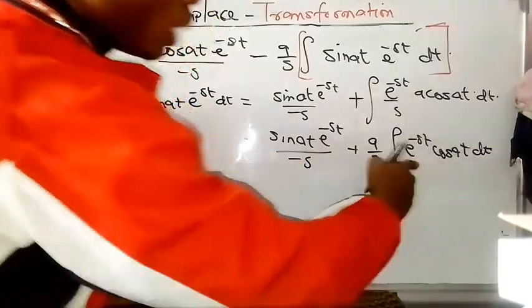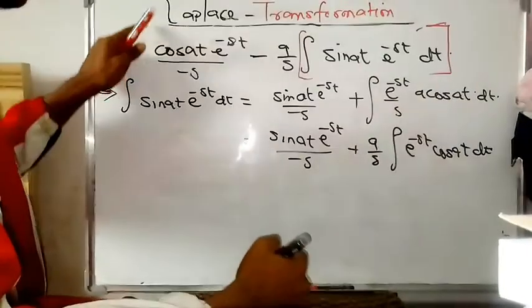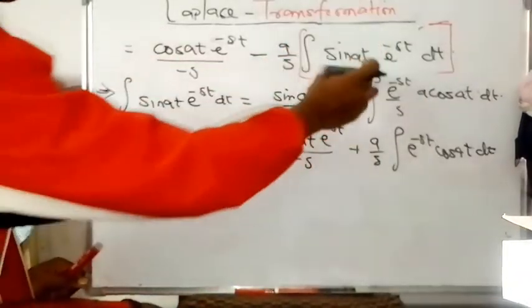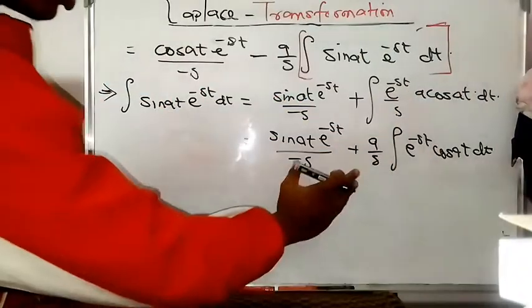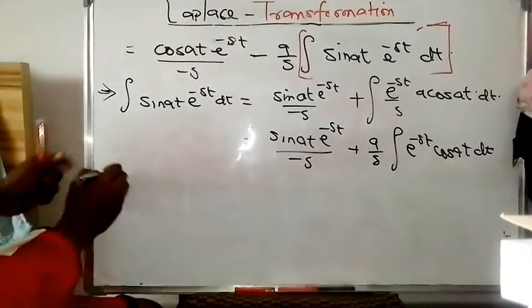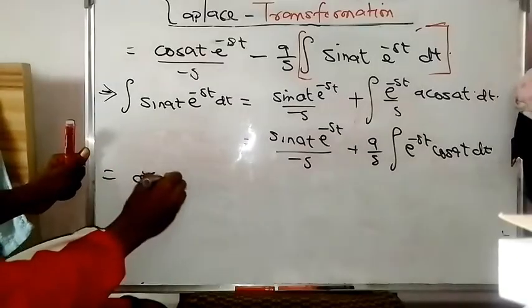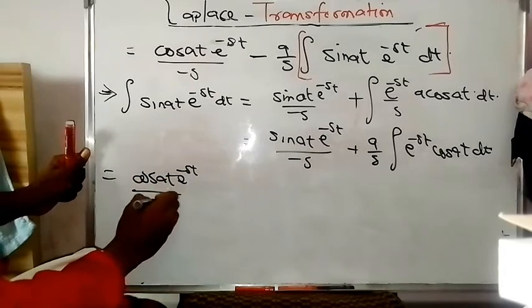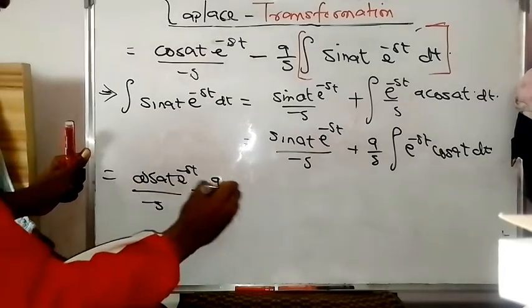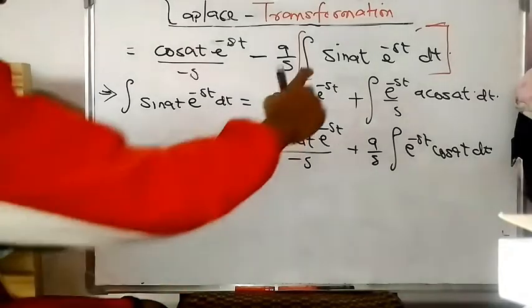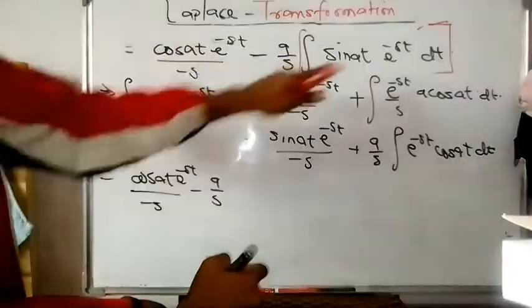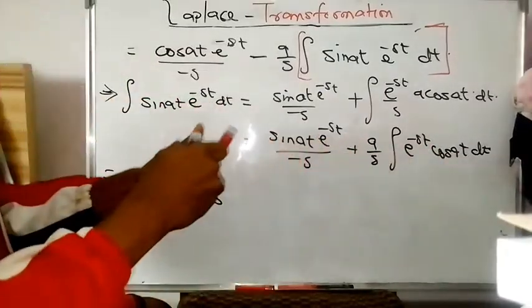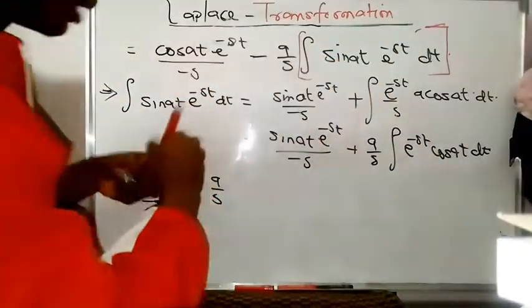So you see, this is what we started integrating at first. So now we're going to be substituting this and replacing it with this, because this is what we integrated to have this, right? So substituting this back into this place, we have cos at exponential minus st divided by minus s minus a divided by s. Now removing the integral of sine at exponential minus st and replacing it with this, we're going to be removing this and replacing it with this.